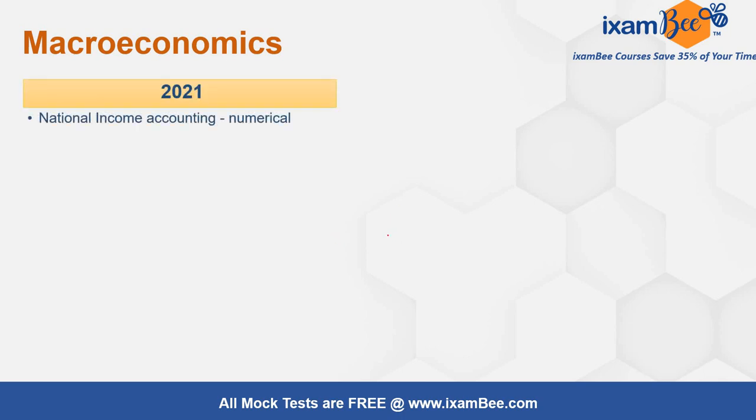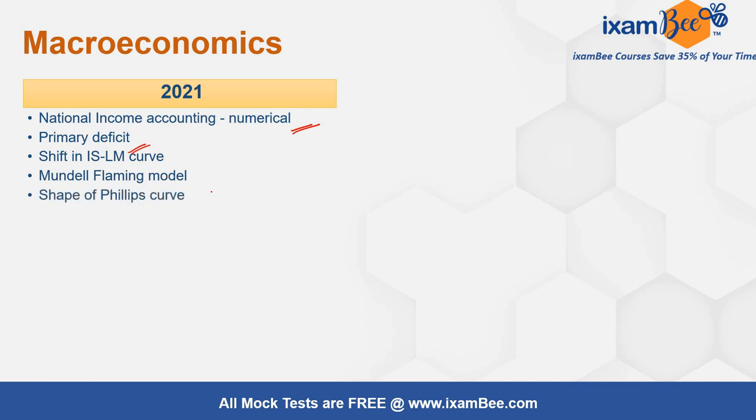However, the other common topics asked in 2021 were related to national income accounting. Again, there was a numerical on this. There was some calculation for primary deficit, both a conceptual question and a simple numerical. Then there were conceptual questions related to shift in the ISLM curve, a Mundell-Fleming model related question, and a question related to the shape of the Phillips curve.